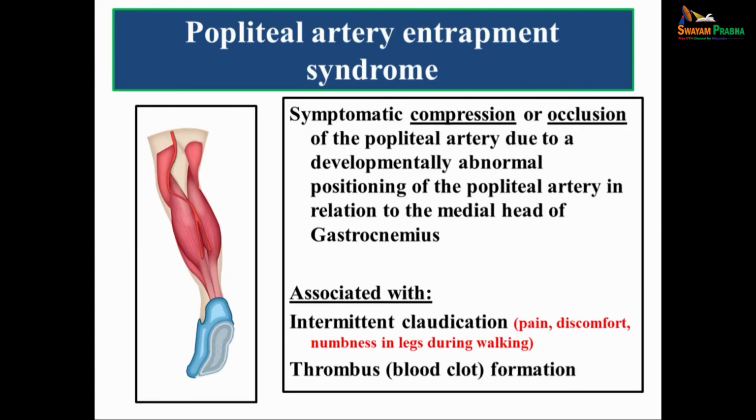The popliteal artery entrapment syndrome is symptomatic compression or occlusion of the popliteal artery due to a developmentally abnormal positioning of the popliteal artery in relation to the medial head of gastrocnemius. It is associated with intermittent claudication. Claudication refers to pain, discomfort, numbness in legs during walking, and thrombus formation is associated. Sometimes this thrombus can get dislodged and travel as an embolus.